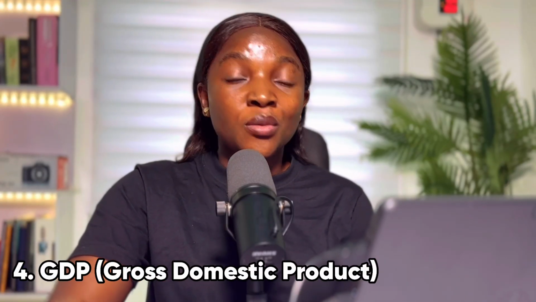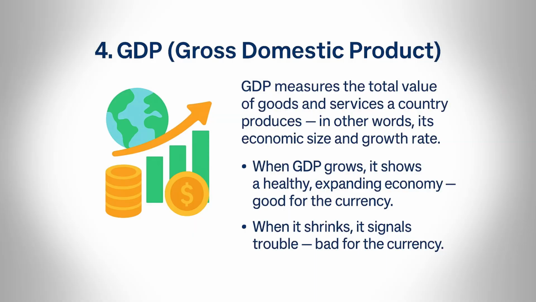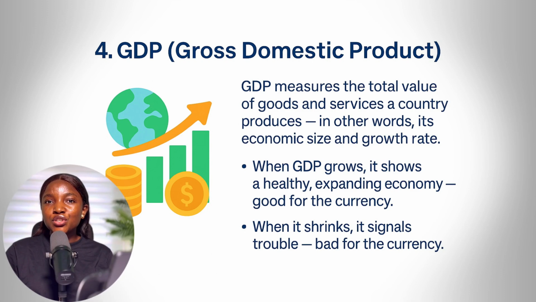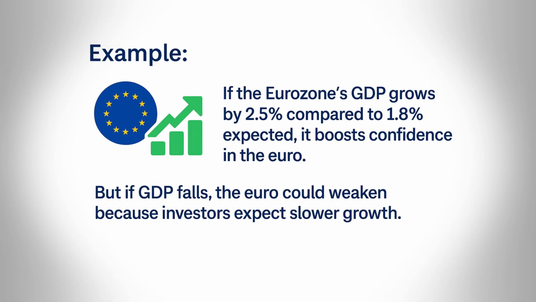Another indicator that you should pay attention to is GDP, Gross Domestic Product. GDP measures the total value of goods and services a country produces. So in other words, it is the economic size and growth rate. When GDP grows, it shows a healthy and expanding economy, and that is good for the currency. But when it shrinks, it signals trouble, and that is bad for the currency. So let's see an example. If the Eurozone GDP grows by 2.5%, compared to 1.8% expected, it boosts confidence in the euro. But if the GDP falls, the euro could weaken because investors expected slower growth.